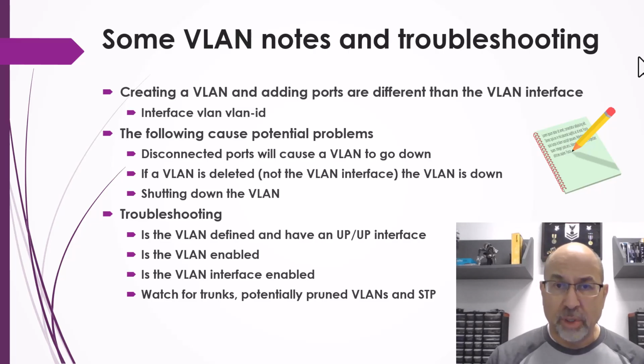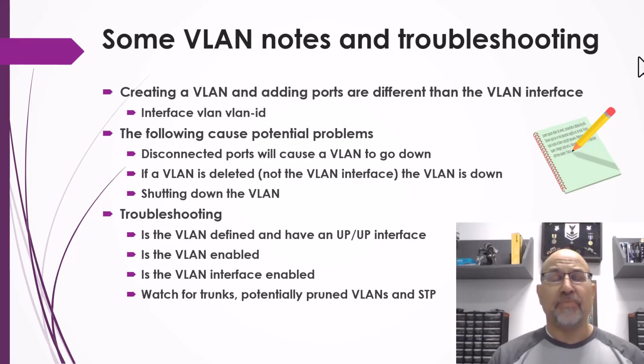So some troubleshooting things, right? Remember that you can do the show VLANs. You can take a look at the interface. You can do a show int VLAN 11 in this case and see whether or not it's up. You can see whether or not you've got IP routing enabled.